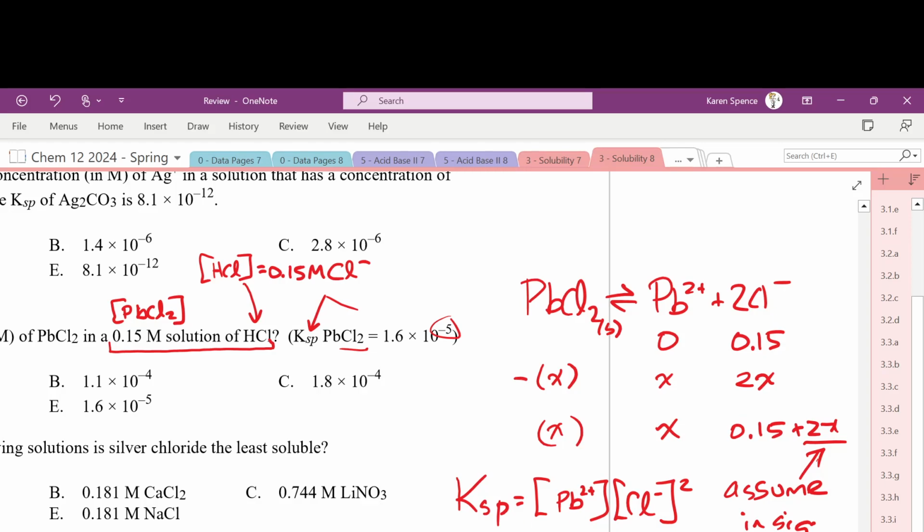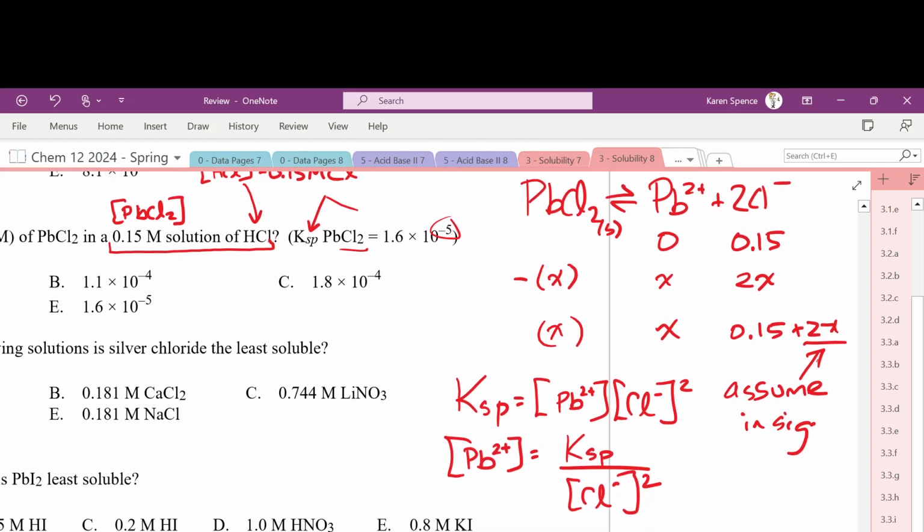let's solve for lead, because that's the one we don't know. KSP over chloride squared, 1.6 times 10 to the minus 5 over 0.15 squared, which is 1.6 times 10 to the minus 5 divided by 0.15 squared is 7.1 times 10 to the minus 4. That's the concentration of lead.